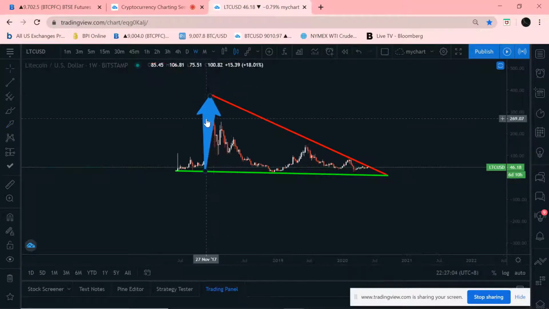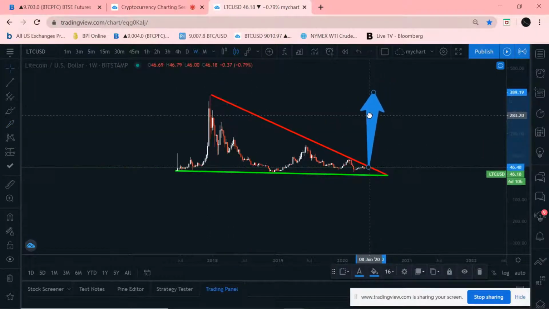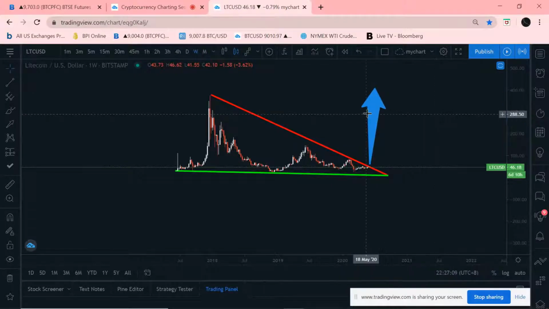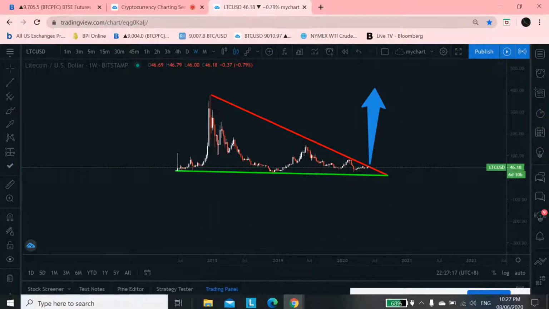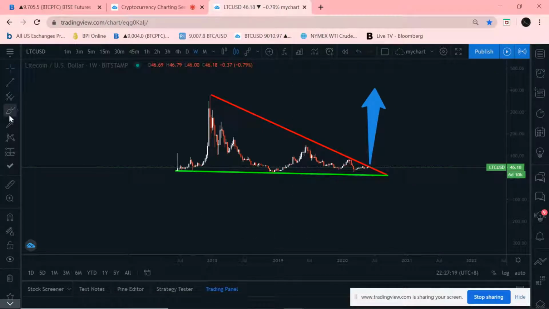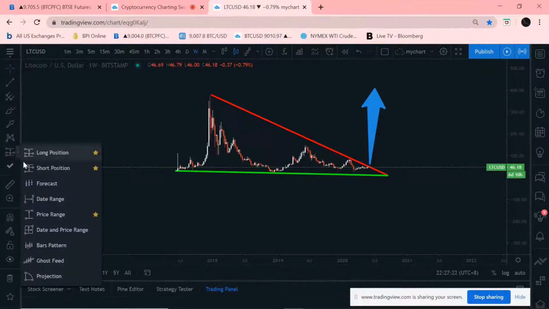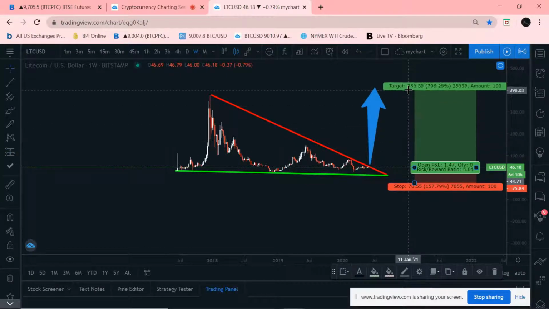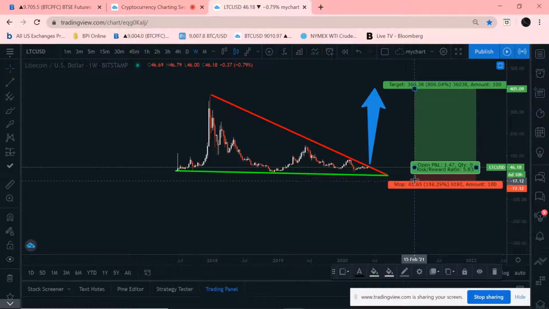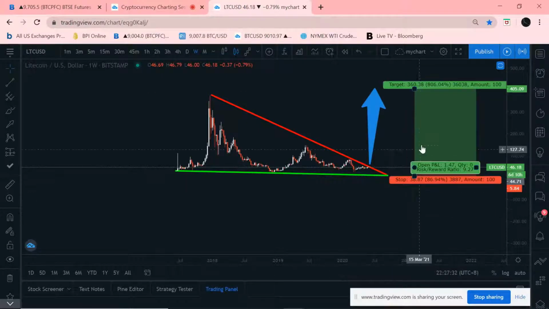This is, of course, the long-term target, and possibly our target is actually around, let's see the coordinates, 405.09. So that's actually pretty attractive for Litecoin. So if ever you go long in there, that's, of course, a very profitable return. But it's more long term.